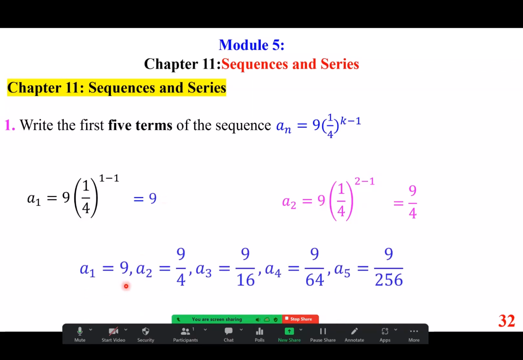We've got the first one as 9, the second one as 9/4. So if we replace the k with the rest of the 5 terms, numbers 3, 4, and 5, we get 9/16 for a sub 3, 9/64 for a sub 4, and 9/256 for a sub 5.